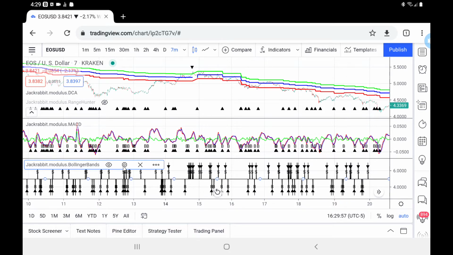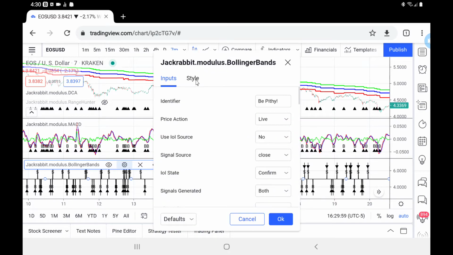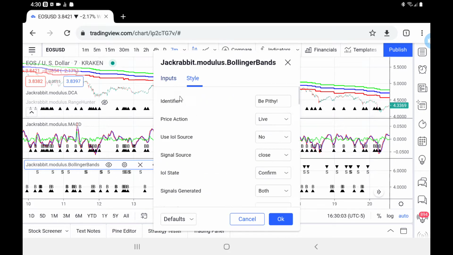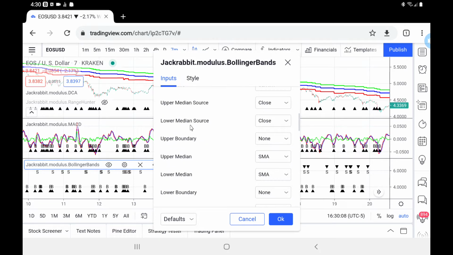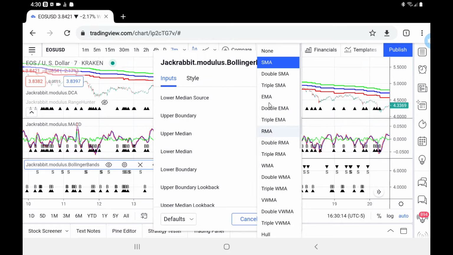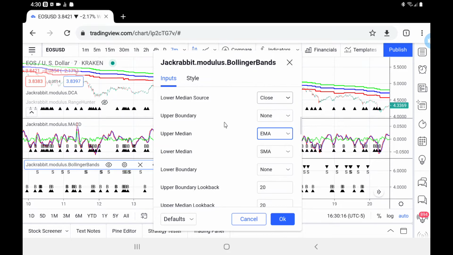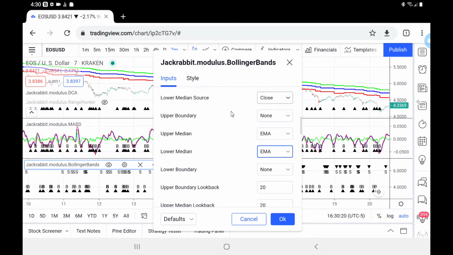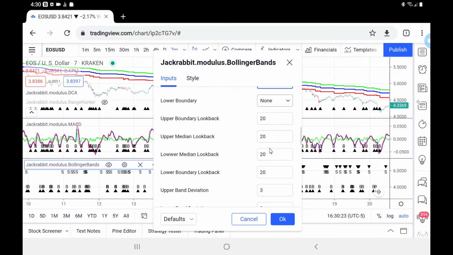Okay, so let's turn off the signal line. Now I'm going to set up Bollinger Bands before I link it, because I'm going to use a method that I know works very well. I'm going to put the upper median to EMA, lower median to EMA, and I'm going to use an upper-lower look back of 89.